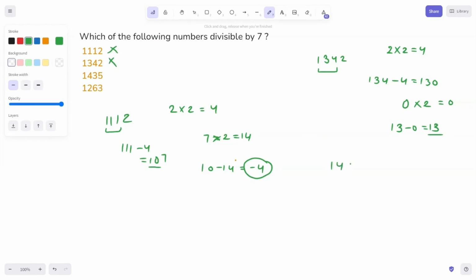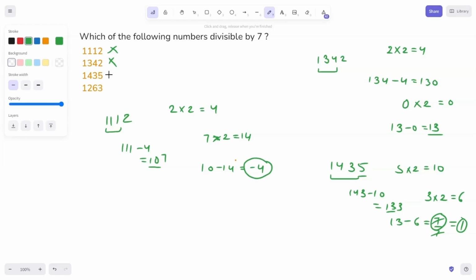Now let's apply the rule on the third option. The last digit is 5, so 5 into 2 equals 10. The remaining digits are 143. 143 minus 10 equals 133. Now it is still long. For 133, double the last digit, 3 into 2, which is 6. The remaining is 13. So 13 minus 6 equals 7, and 7 is divisible by 7. Hence we can say that our third option is the correct option.